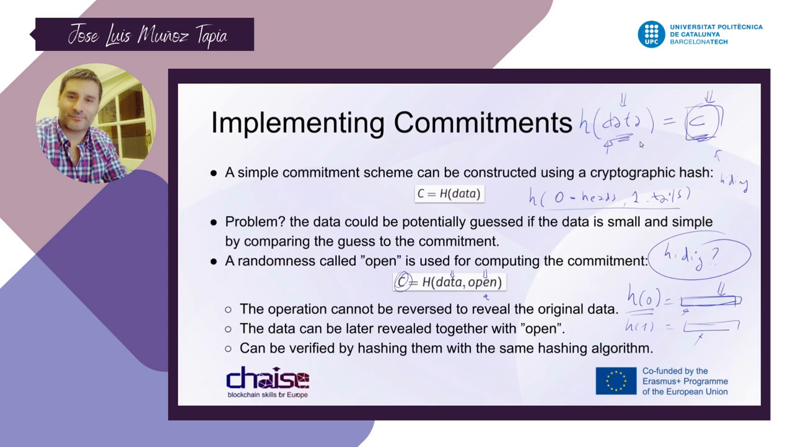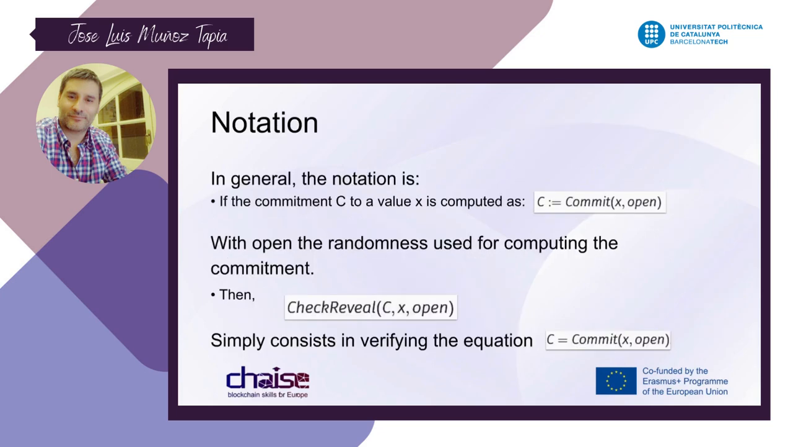And then, how do we do the opening? Well, the opening is just when you reveal, you provide publicly the two values. I mean, you provide the thing that you commit to, your data, and the open. And then everybody can hash and then check that this corresponds to the committed value.